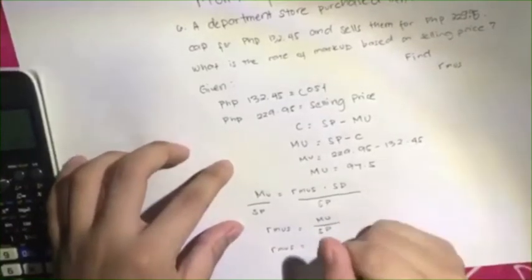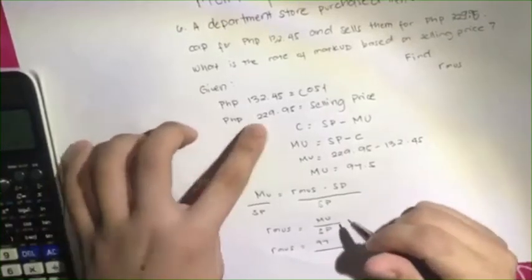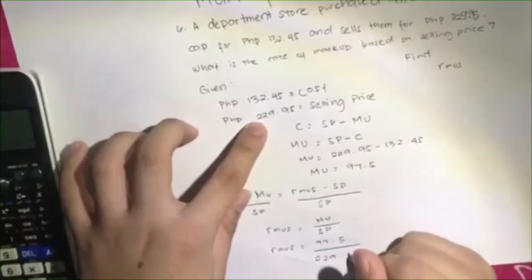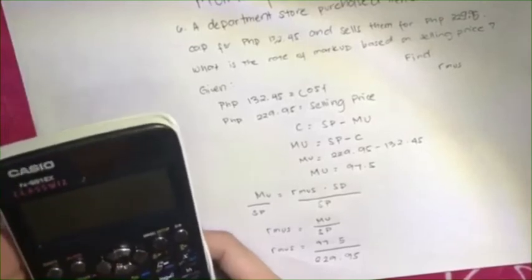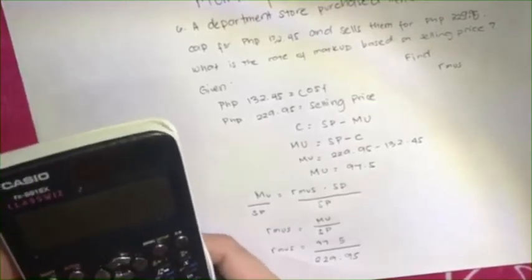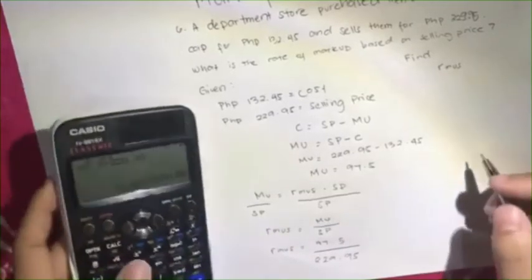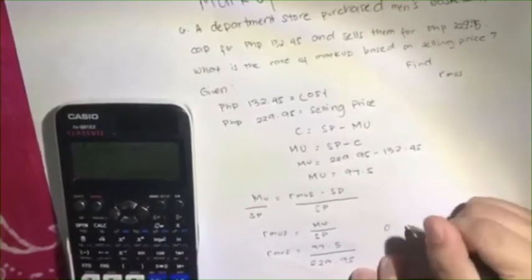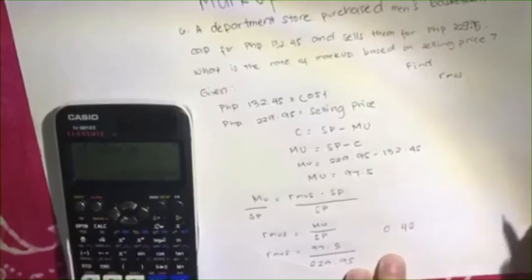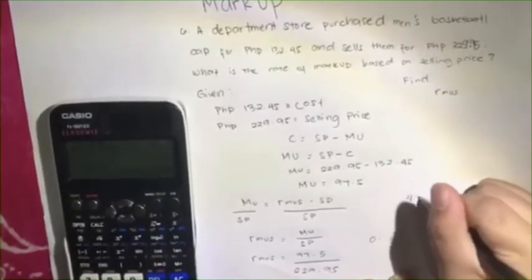Ang markup natin is 97.5 divided by ang selling price natin is 229.95. So 97.5 divided by 229.95. So meron tayong 0.42, and ano lang natin siya, 2 decimal places. So meron tayong 42%.